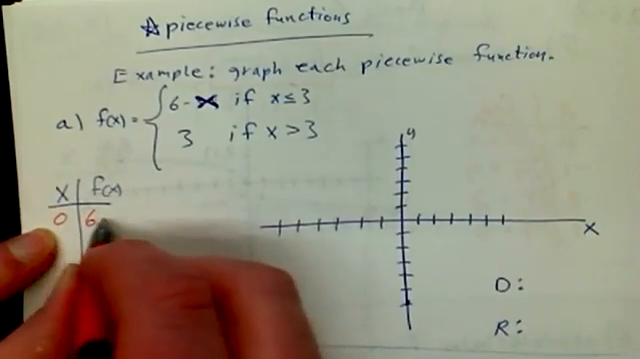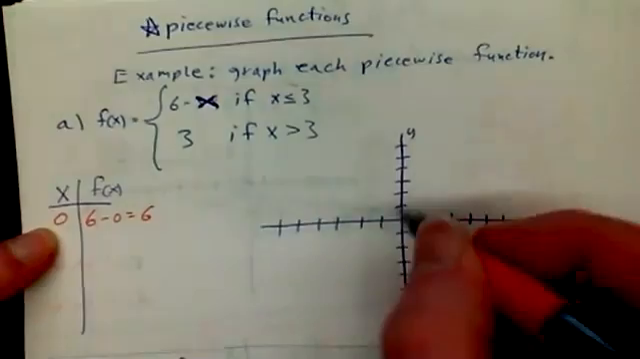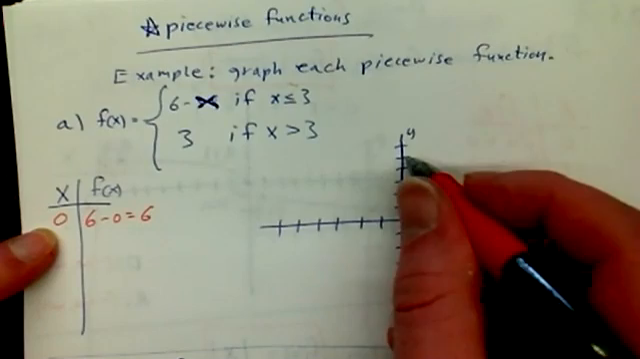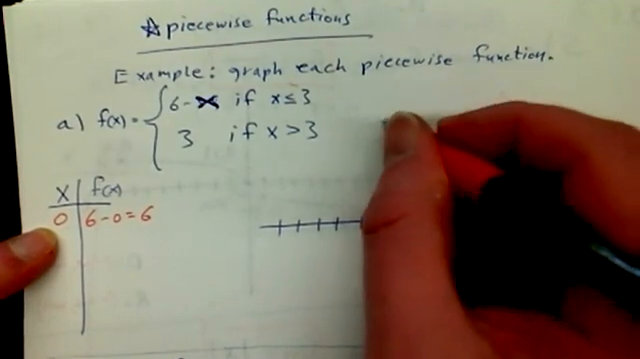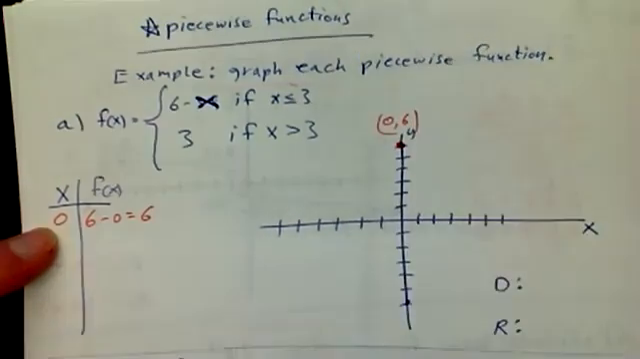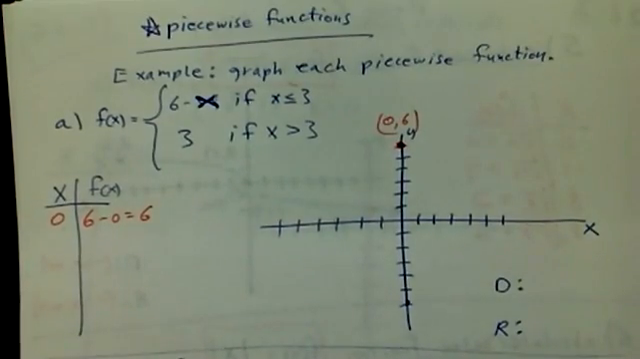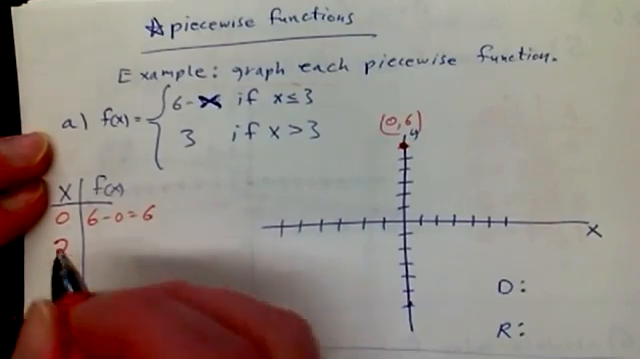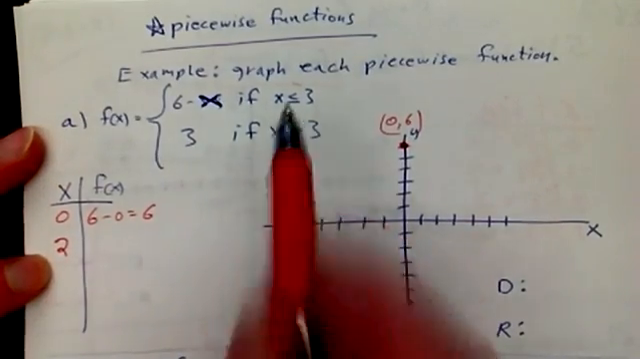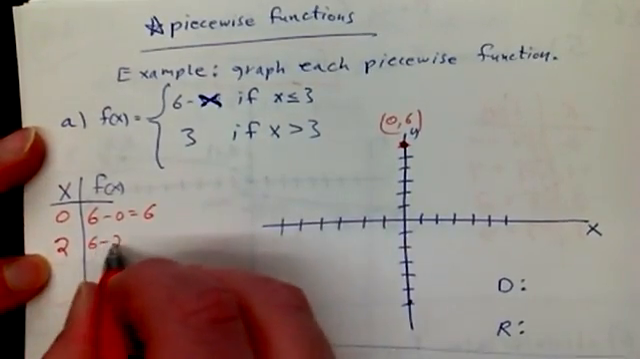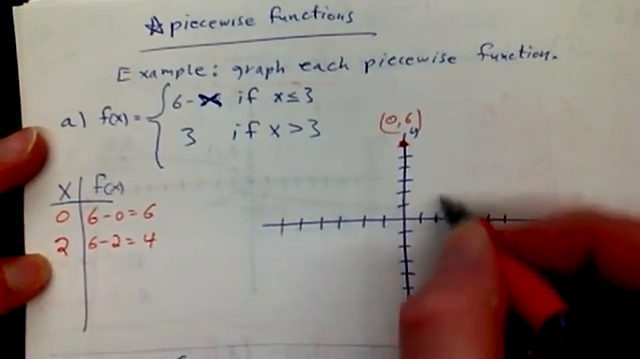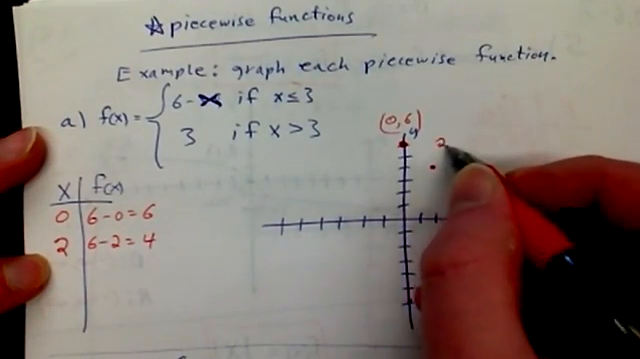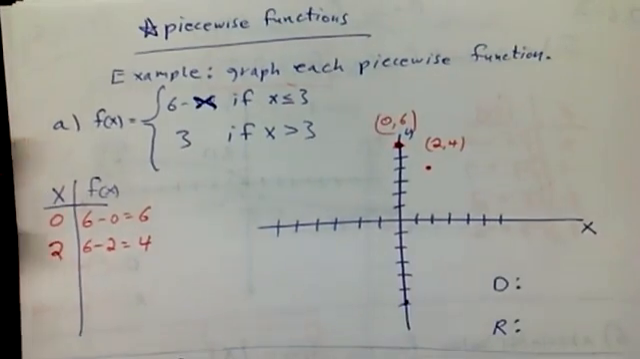So I'll have 6 minus 0 is 6. So at 0, 1, 2, 3, 4, 5, 6, I got the point (0, 6). Now, if you're clever, you can look at that and say, oh, yeah, that's linear with a slope of -1. But if not, you can always just plug in more points. So let's say 2. I'm still on the first piece. 6 minus 2 is 4. So I have the point (2, 4).